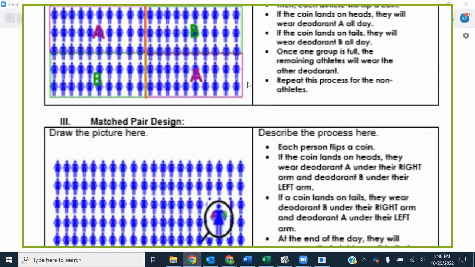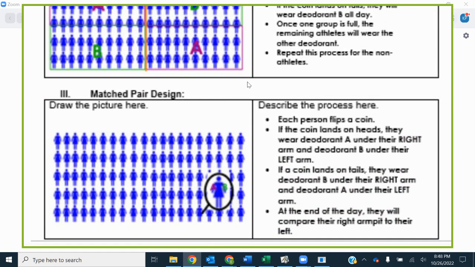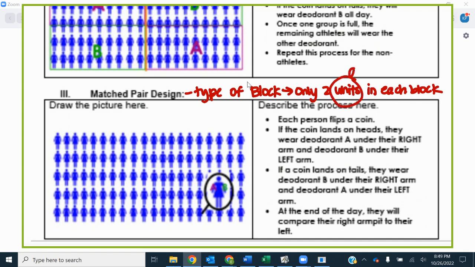All right, the next one and last one is called a matched pair design. This is a type of block where we have only 2 units in each block. In this case, the unit would be the armpit, because that's what's getting the deodorant.